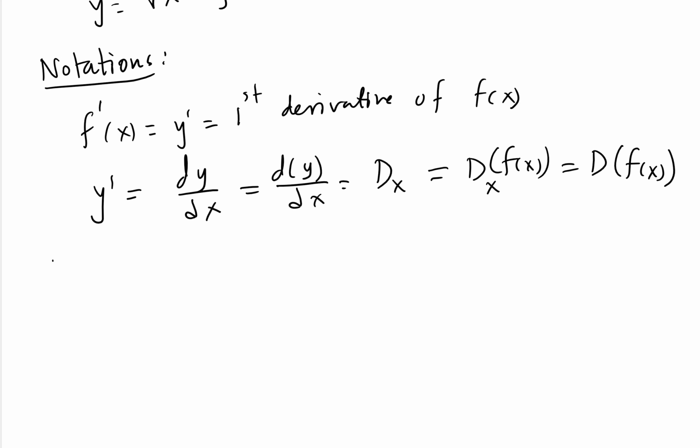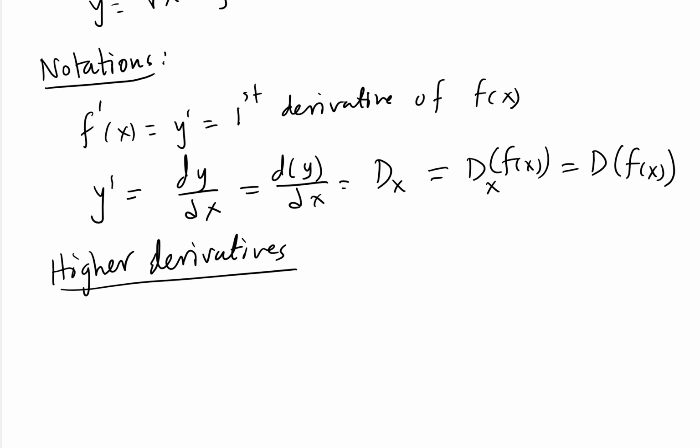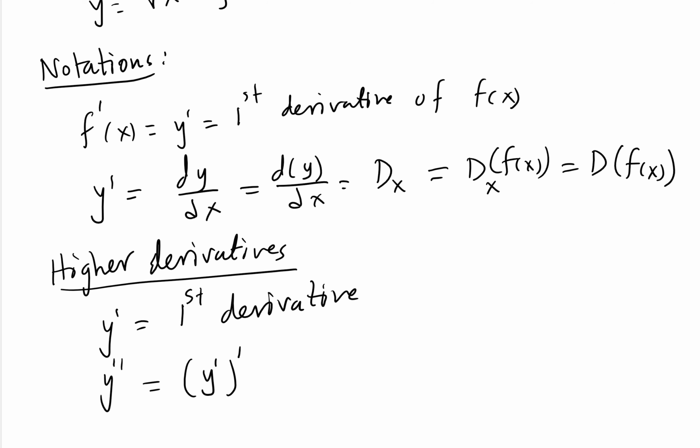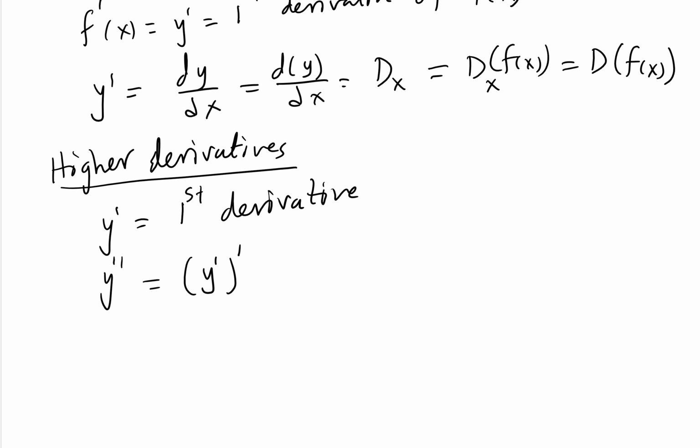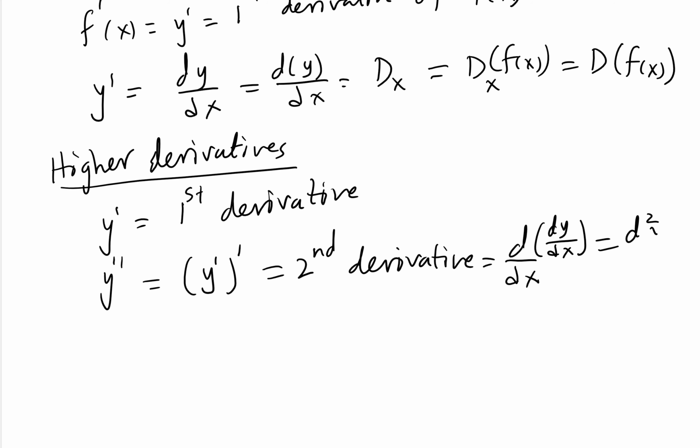Based on that, we can introduce what we call higher derivatives. In higher derivatives, if y prime is the first derivative, we can find the second derivative, which is the derivative of the first derivative. So if you take the first derivative and find its derivative, you get the second derivative, which can be written as d squared y dx squared. That's the notation for the second derivative.